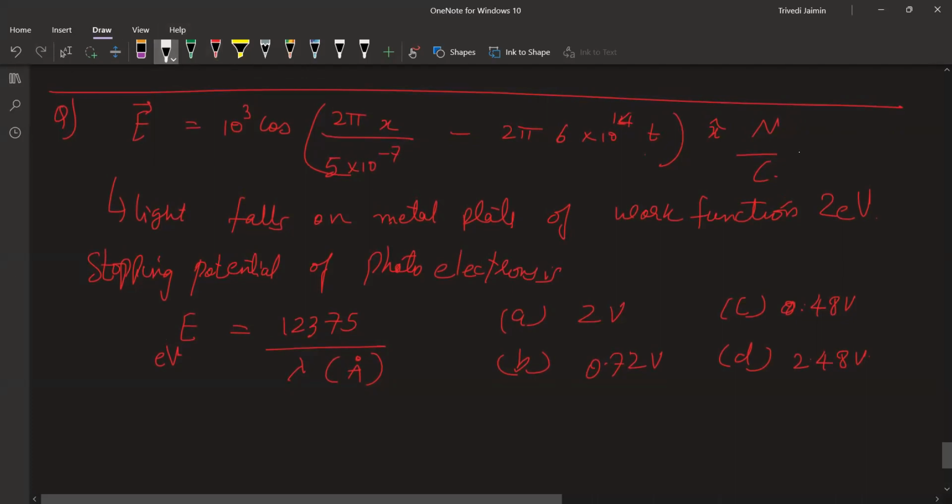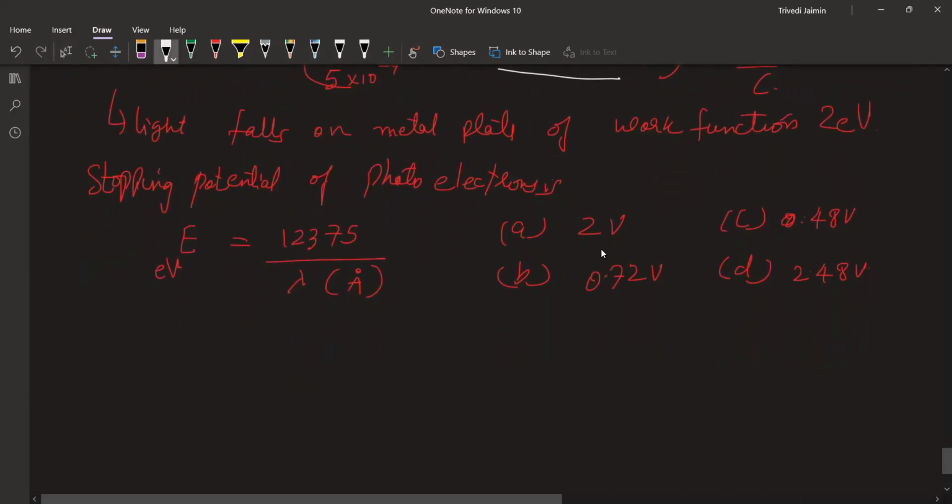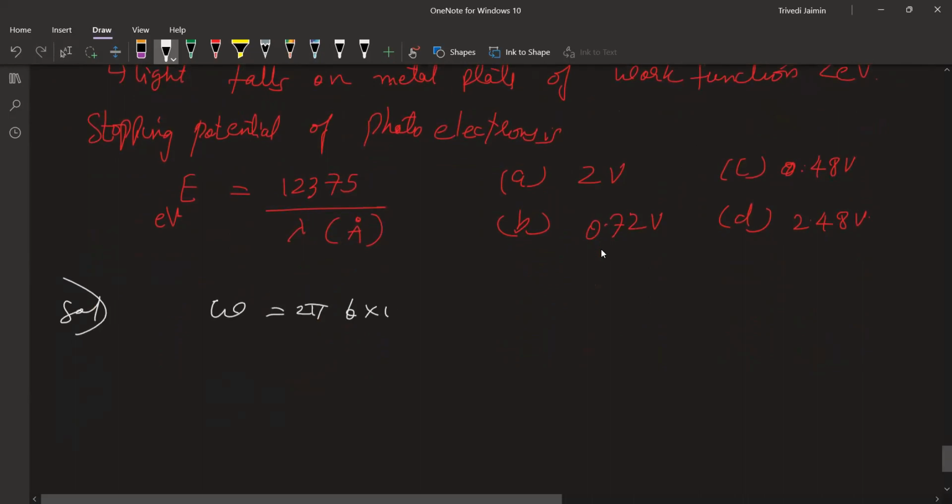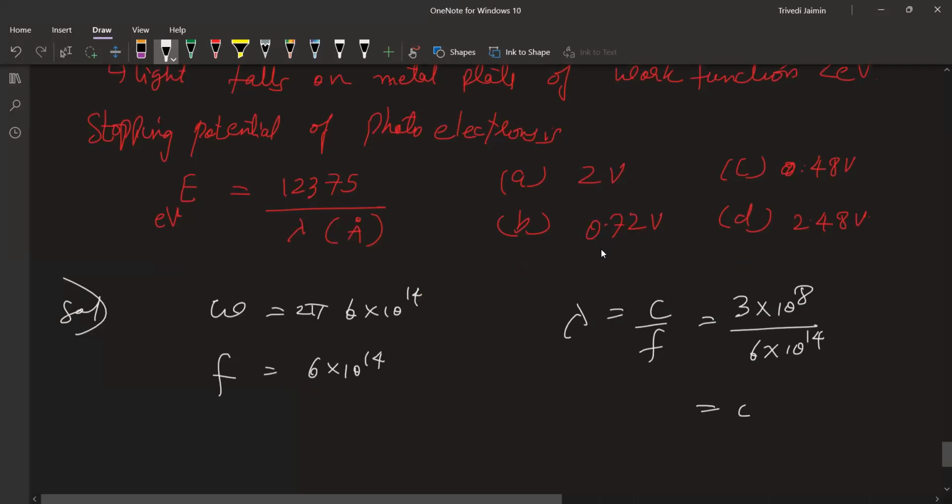Now, by the way, what is this thing, 2π into 6 into 10 to the power 14? That is omega. And omega is 2πf. That means the frequency is 6 into 10 to the power 14. So the wavelength λ equals c by f, 3 into 10 to the power 8 divided by 6 into 10 to the power 14, which is 0.5 into 10 to the power minus 6.